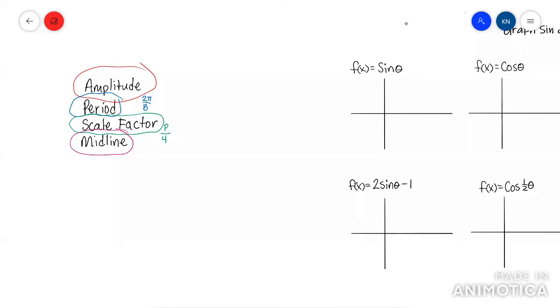All right, this video is going to go over how to graph sine and cosine functions. There's a lot that you need to know for this, but I kind of make a checklist each time I do these of 4 things: amplitude, period, scale factor, and midline. So basically what's going to happen is you're going to have a graph here, and it's going to look like a wave. And it's going to repeat over and over and over again.